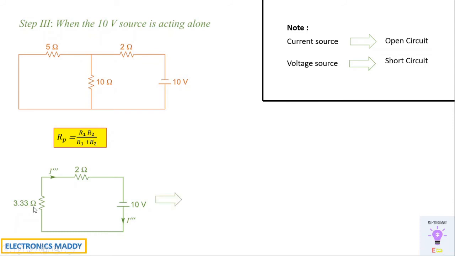Now we'll be applying Ohm's law. You'll be getting I triple dash as 10 by 3.33 plus 2. This I triple dash will be directly obtained, not in the case in which we have to apply current division and all, because in this circuit it's very straightforward. We'll be able to get I triple dash in this way. So once this is done, by the superposition theorem, the resultant current is nothing but the sum of individual currents, isn't it?